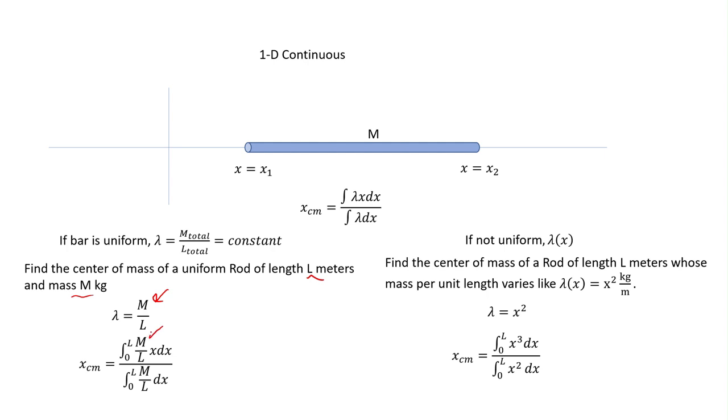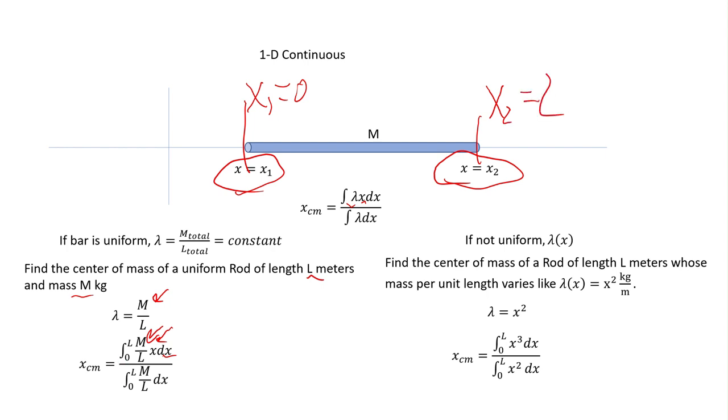So what do I do? I plug in for lambda, I shove in my x, that's all I'm doing, lambda x dx. Where do I integrate from? Well, I go from x1 to x2, but I think it'll be instructive. Let's just pretend that x1 is 0, and if the bar is length L, that would make x2 L, and so I go 0 to L on both integrals. I do the same exact procedure here, except instead of plugging in M over L, I plug in x squared. So it's lambda x squared times x, you get x cubed.